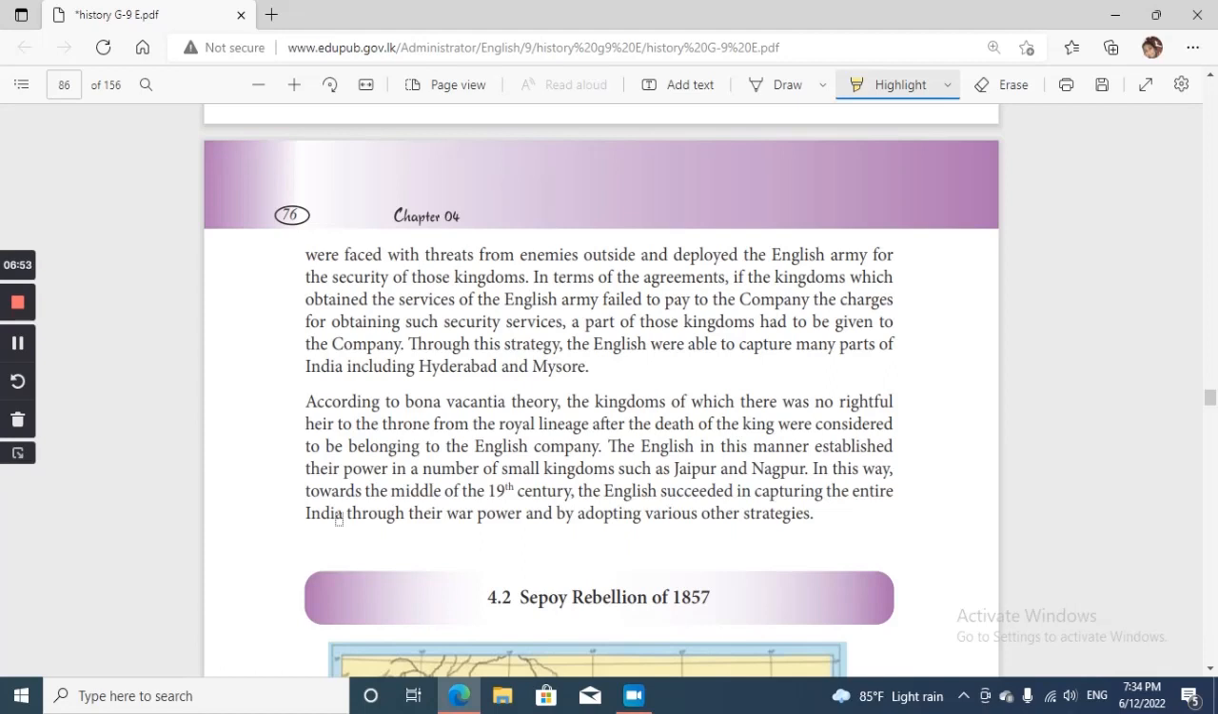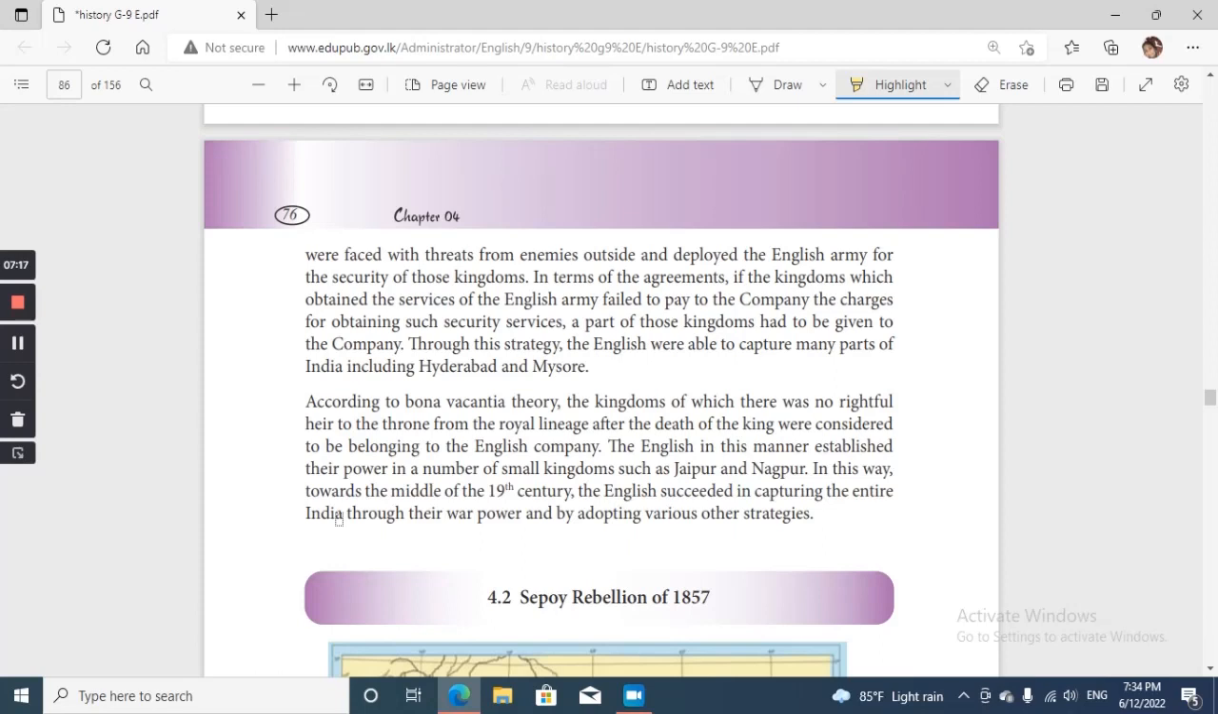How does this work? In terms of this agreement, if the kingdoms which obtained the services of the English army failed to pay the company the charges, what happened? The kingdom would be taken by the English.